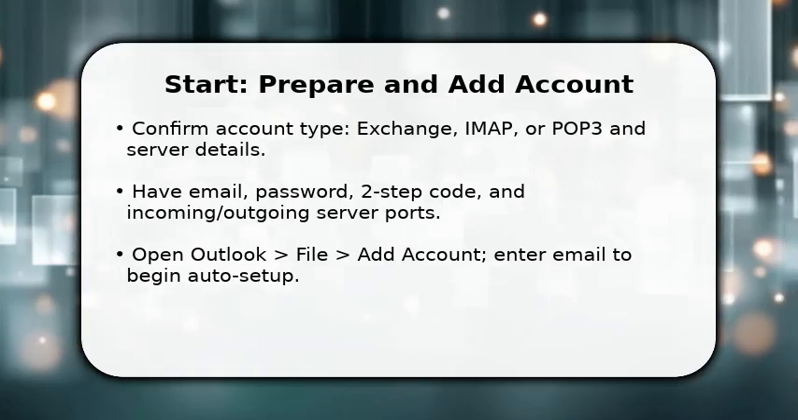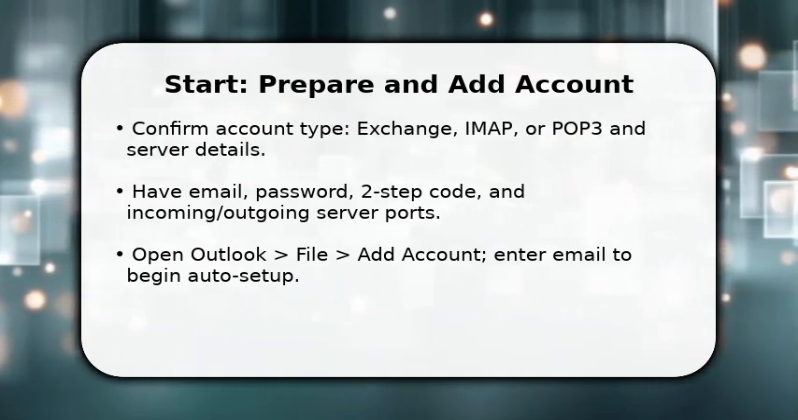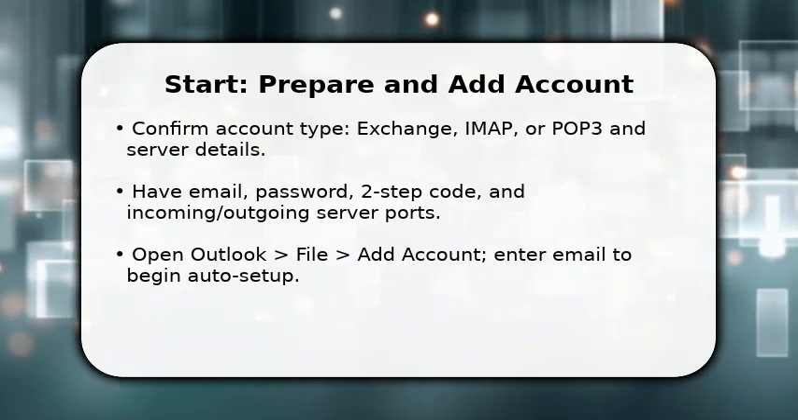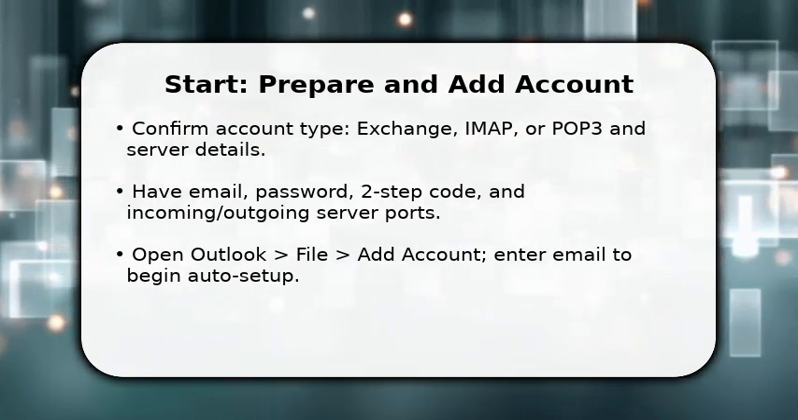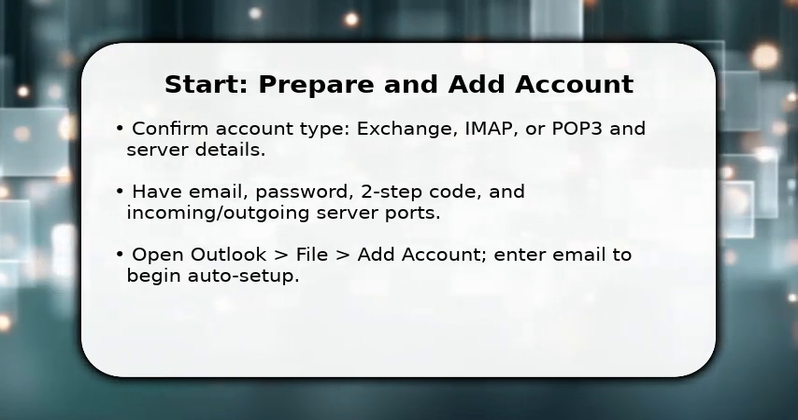You're ready to add mail now. First, confirm account type and have credentials handy, including any two-step codes. Open Outlook, go to File and choose Add Account. Enter the email address and let Outlook attempt auto-discovery. This saves time when server settings match.